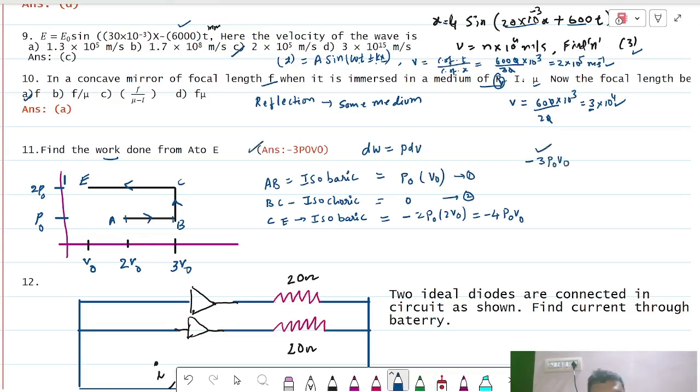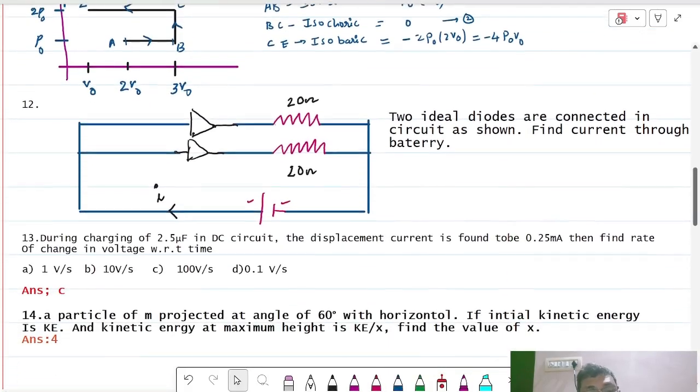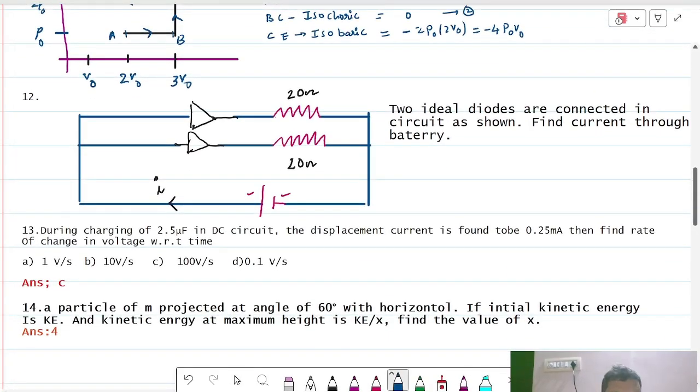So verified. Now coming to the 12th, here diodes are given and it is forward bias because the plus is connected to the junction here. Therefore currents I1 and I2, and ideal diodes, so the same current will pass through the resistance and diode also. So the total current I, the diodes are ideal, means their resistance is very small and we can take it as 0. So therefore the resistances 20 and 20 are in parallel. Therefore I is equal to V by R effective.